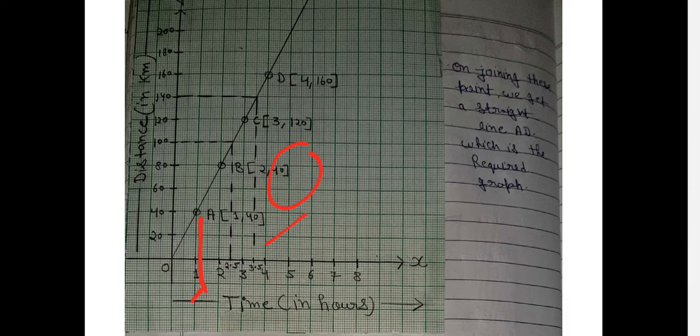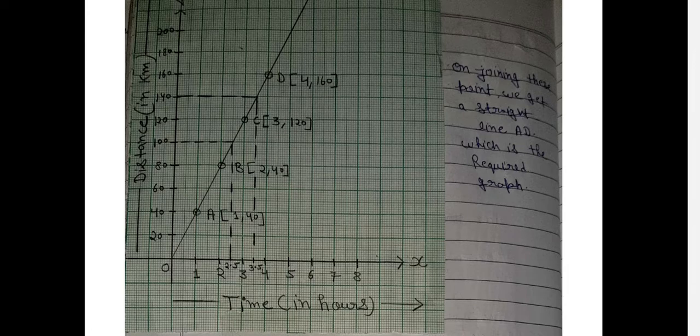Oh, by mistake I wrote 40 here. You have to write (2, 80) here. I will send you a PDF file in the correct format, so don't bother about this one.